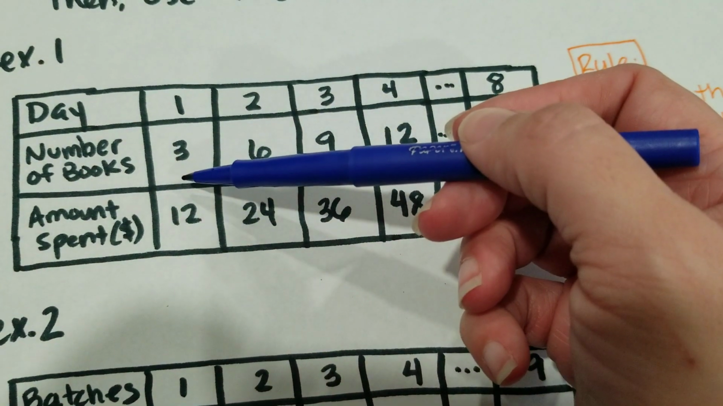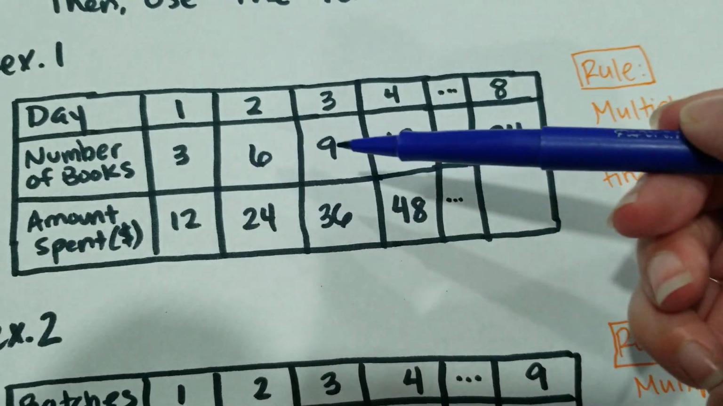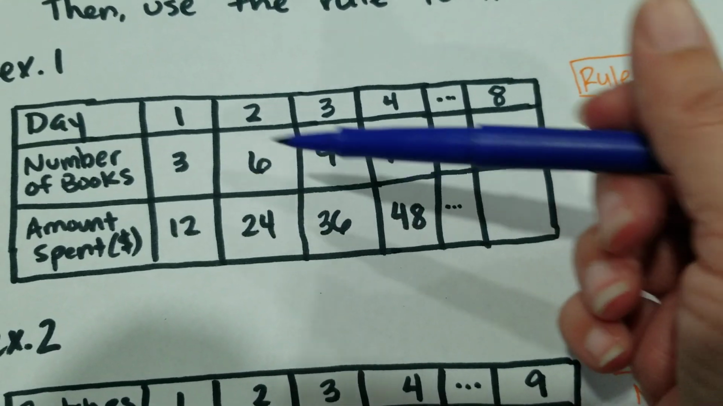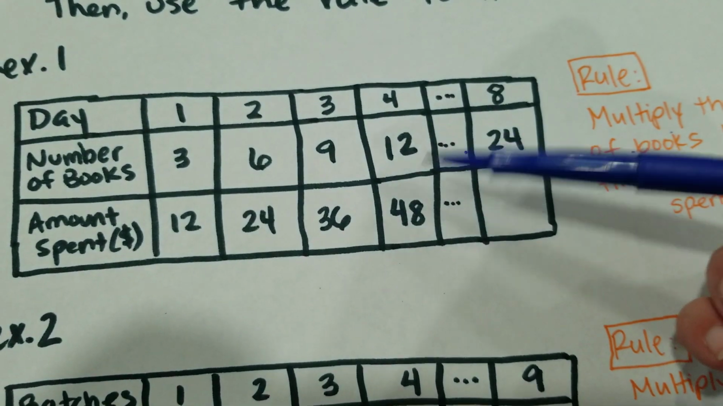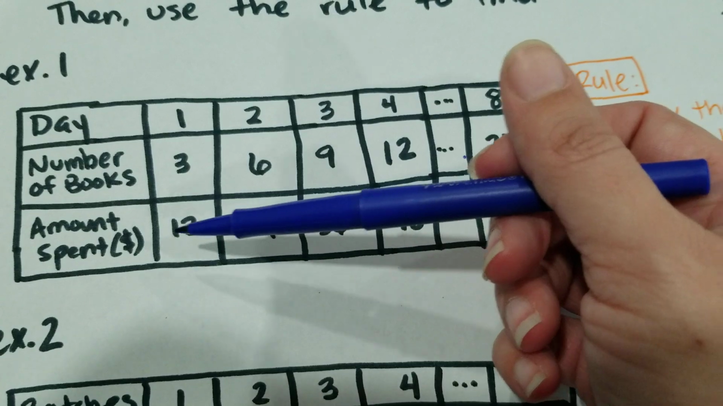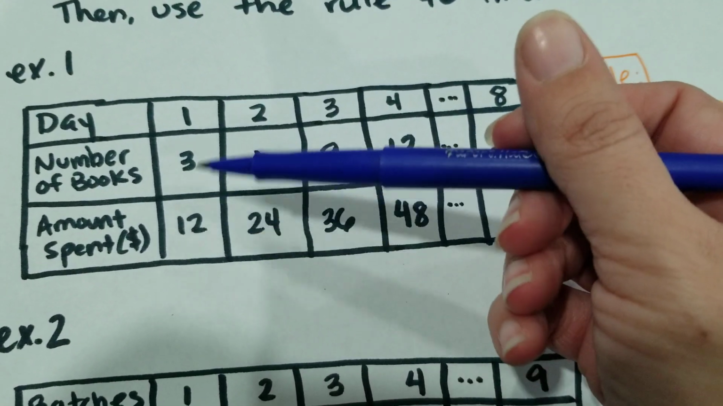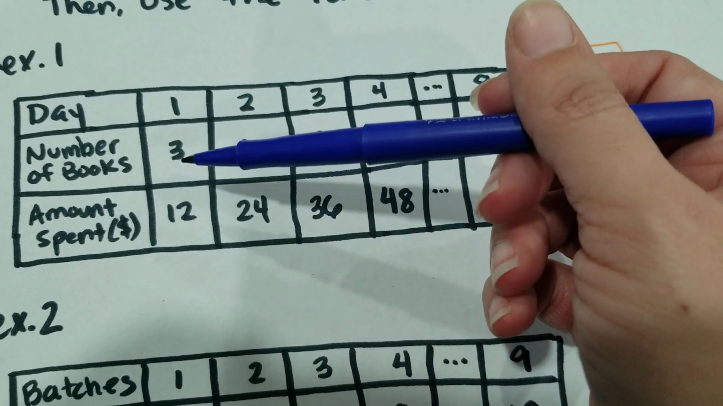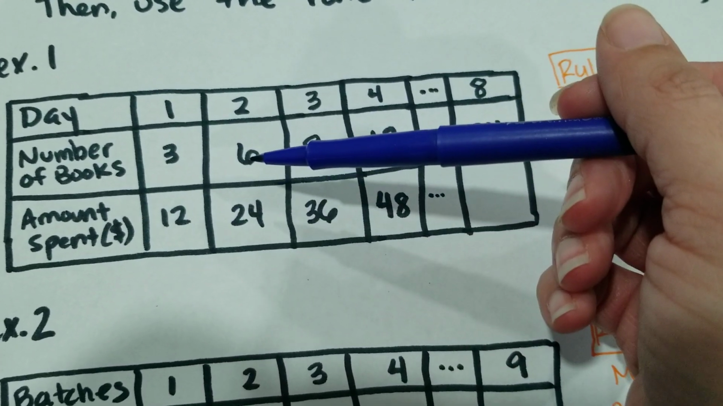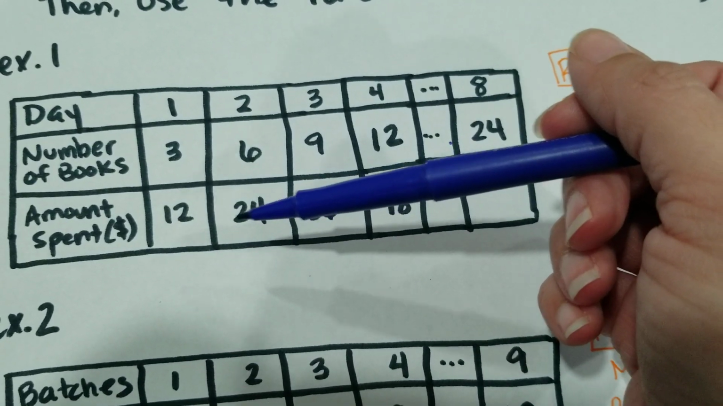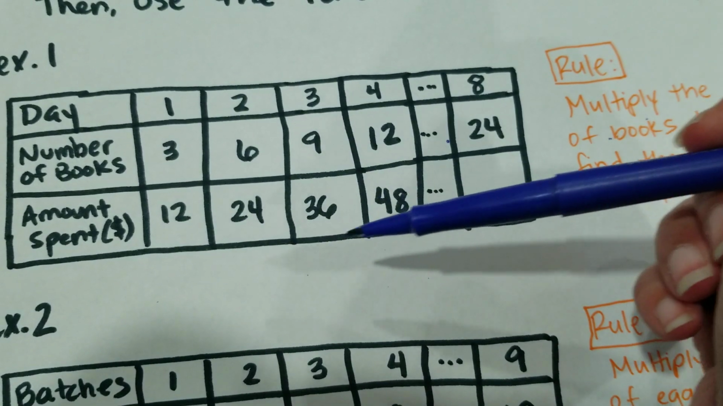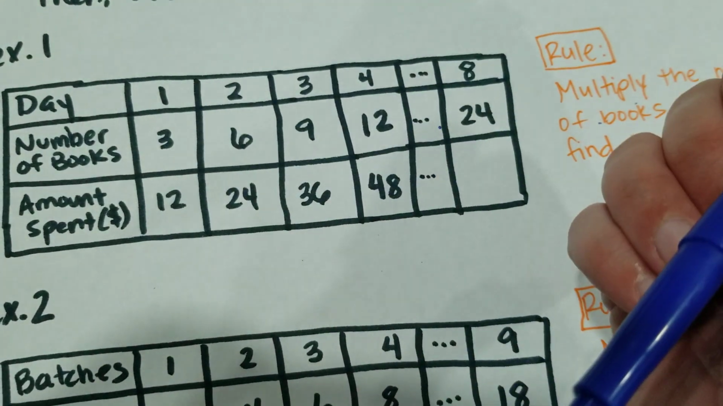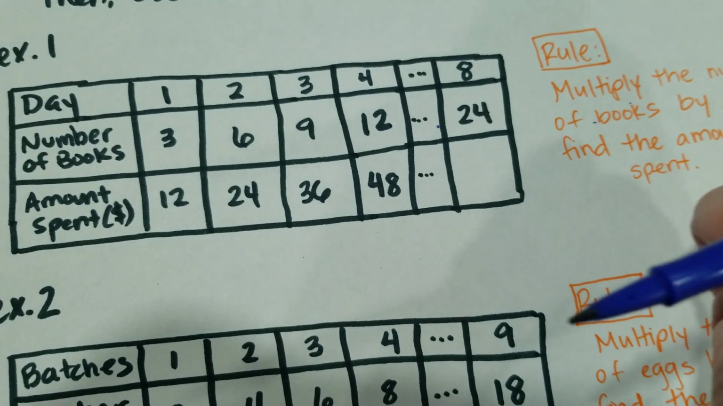All right, then we have number of books, 3 books, up to 6, up to 9, up to 12. So each day that goes, they're getting 3 more books. And then amount spent. So they're spending money on these books. These aren't given to them. They are paying for them. And so 3 books was $12. 6 books is $24. It looks like they're spending $12 more each day. Okay, so we got an idea of what's going on. They're buying 3 books a day, and it's $12 every time he buys 3 books.